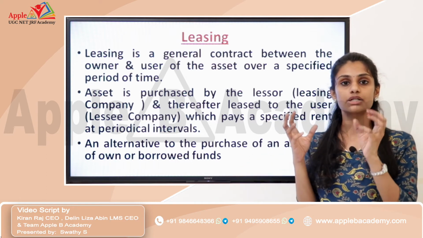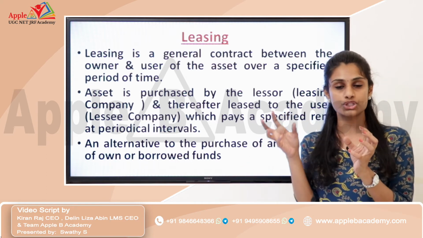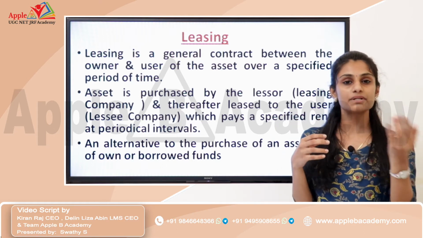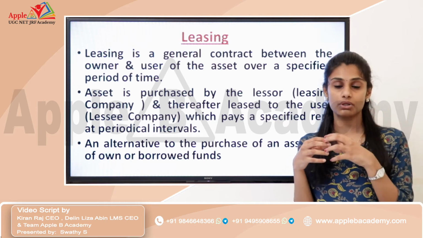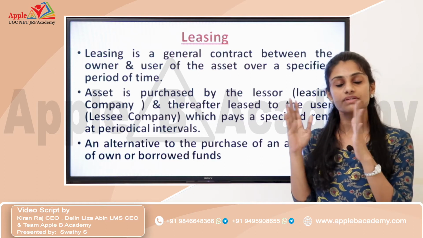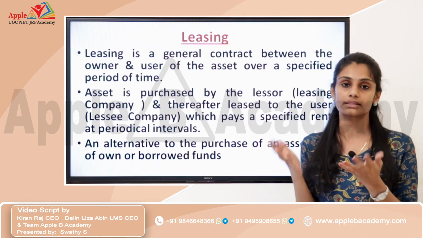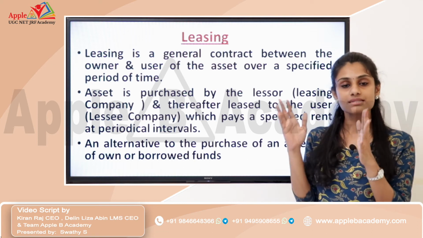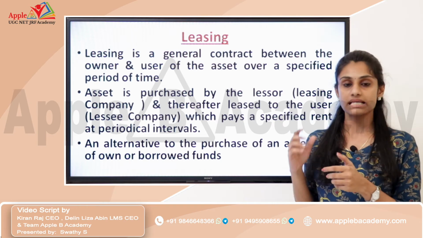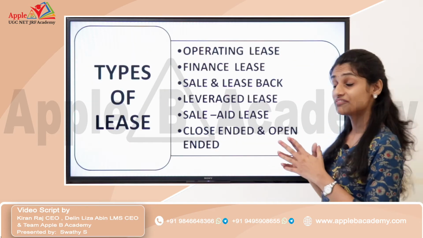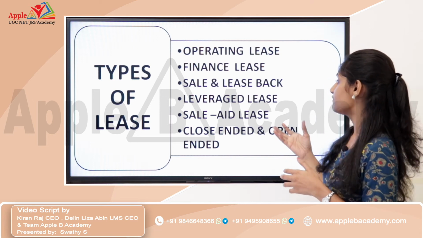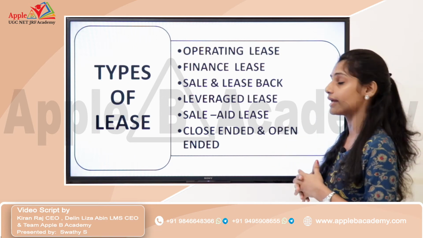He will choose whether to purchase or whether to take it on lease based on comparison. That means if he finds that if he buys a particular asset, he needs to pay 5 lakh rupees, and if the total lease rental is only 4 lakh, then he can go for leasing, right? So this gives an option for the lessee either to buy or to lease an asset. Now we have different types of leases. Operating lease, finance lease, sale and lease back, leveraged lease, sale aid lease, close-ended and open-ended lease.